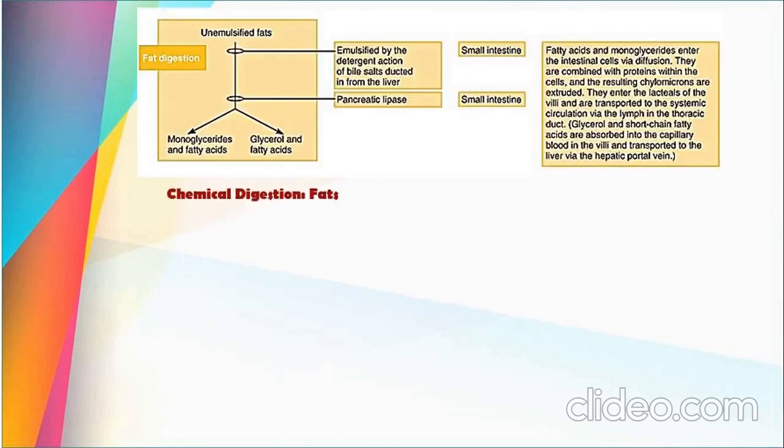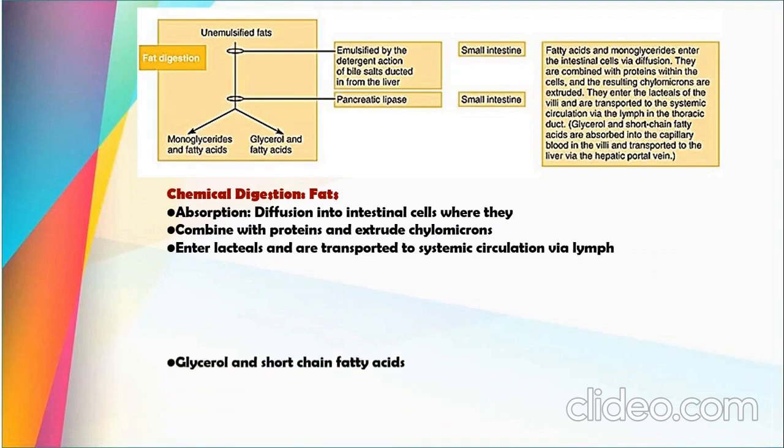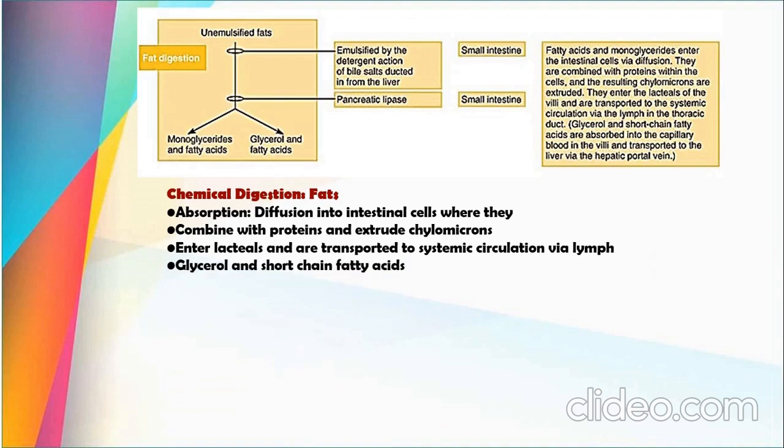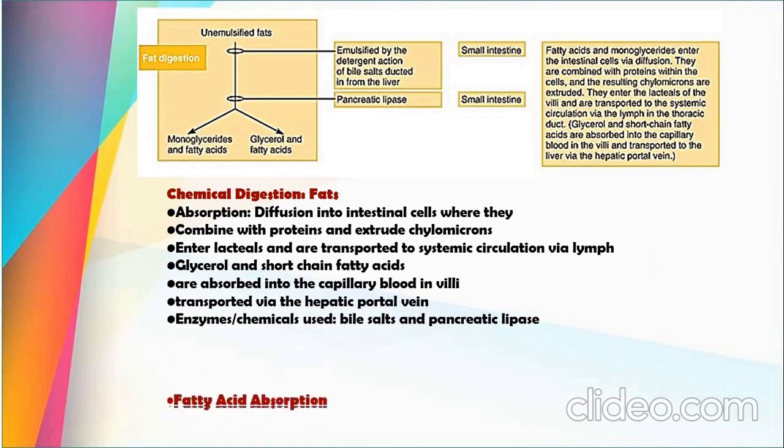Now next one is the chemical digestion of fat. In that, absorption is by diffusion into the intestinal cells where they combine with proteins and are extruded as chylomicrons. They enter lacteals and are transported to the systemic circulation via the lymph. Glycerol and short chain fatty acids are absorbed into the capillary blood in the villi, transported via the hepatic portal vein. Chemicals used are bile salts and pancreatic lipase.